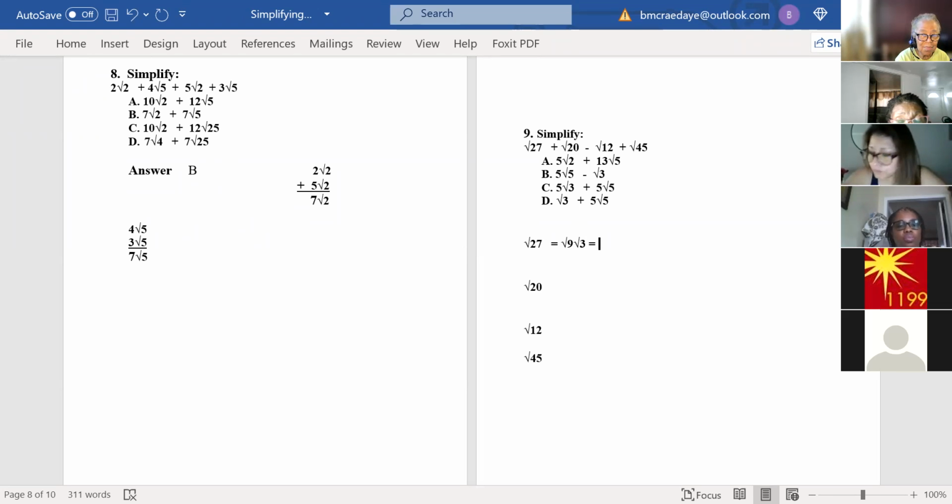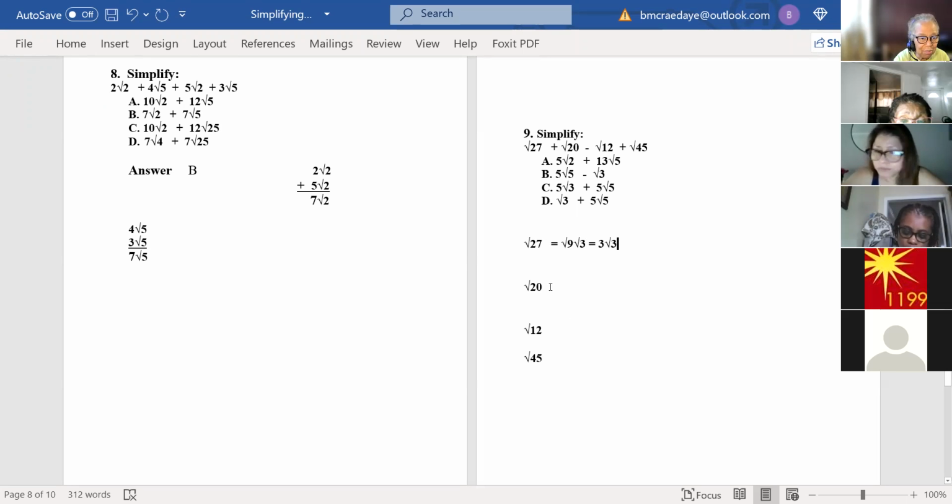The square root of 9 is 81. No, that's the... Oh, excuse me, the square root of 9 is 3. Okay, so that would be 3, and that would be the square root of 3. So we got the first one.